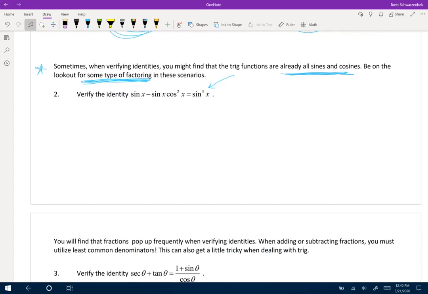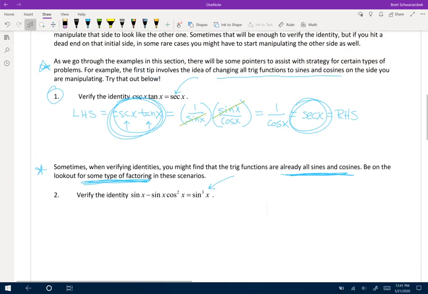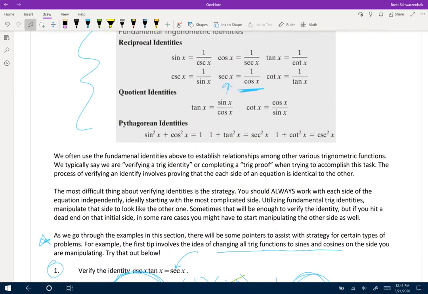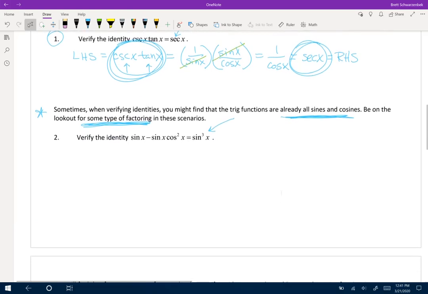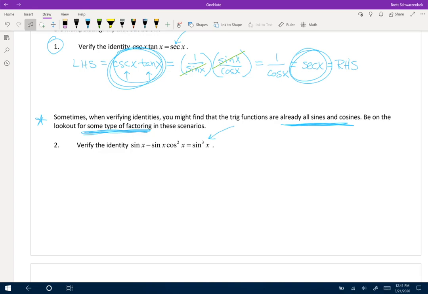But the key is if we went by our original strategy to change everything to sines and cosines, we would basically be done here. And if we look at any of the other formulas, yeah, we do have a cosine squared right here and singular values. We could manipulate this and change this into a bunch of other things if we wanted to. But the key is that this is actually tailor-made for some type of factoring. So if we go through this, the left-hand side is, we'll rewrite it, sine x minus sine x cosine squared x.